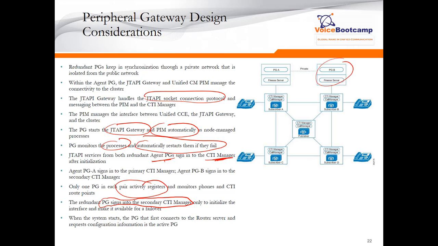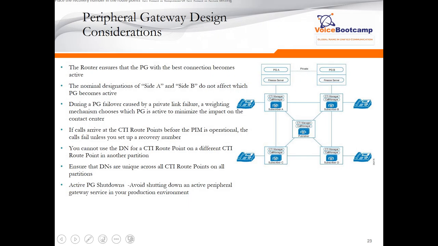When the system starts, the PG that first connects to the router server and requests configuration information is the active PG. So what do you want to do? If you want to make sure that the PGA always becomes inactive, then make sure PGB is down, turn on the PGA or restart the service on PGA, give it a few seconds, and then bring PGB up and running. Now the router ensures that the PG with the best connection becomes active. The nominal designation, of course, site A and site B does not affect the PG's role. So just because PGA is primary A does not mean that it's going to be the active PG.